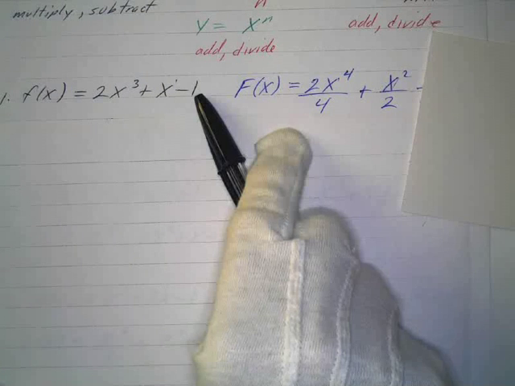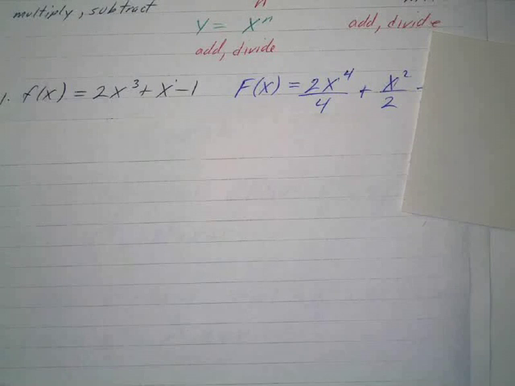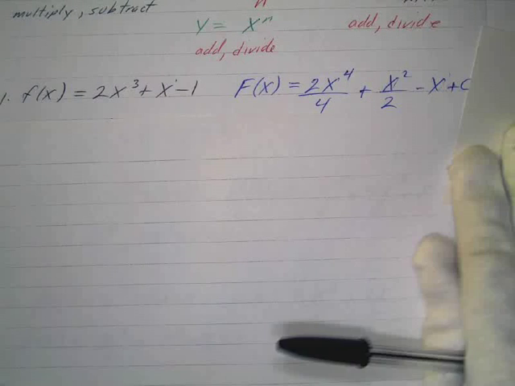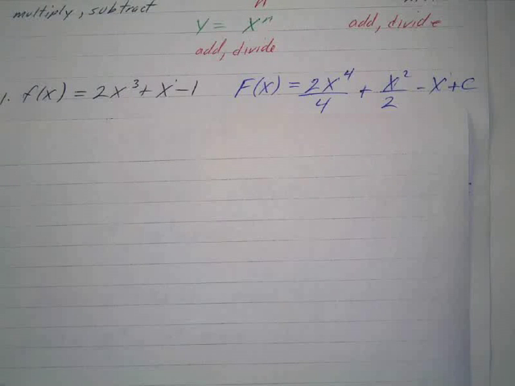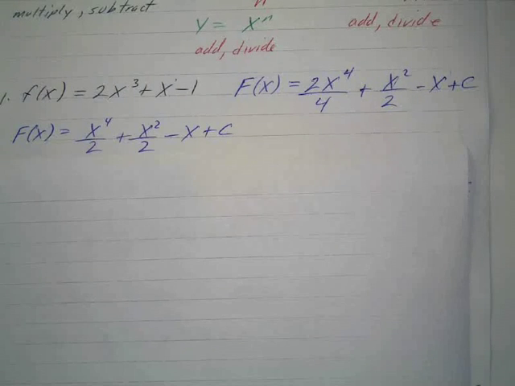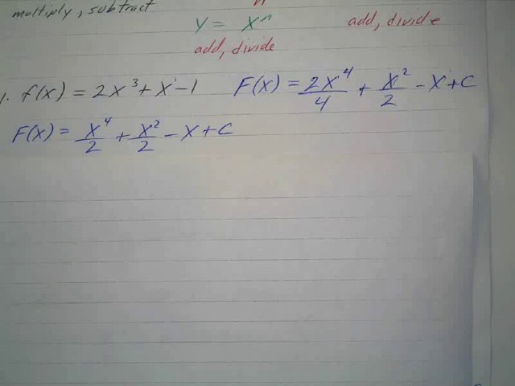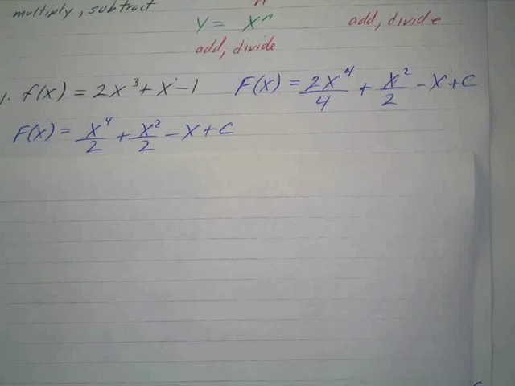Here I would add 1. This is like x to the 0. X to the 0 plus 1 is x to the first divided by 1 is just x to the first. And then plus c. And then we can simplify this. 2 over 4 is 2, so we just have x to the fourth over 2 plus x squared over 2 minus x plus c. So that's how you kind of work it out. Let's take a look at number 2.